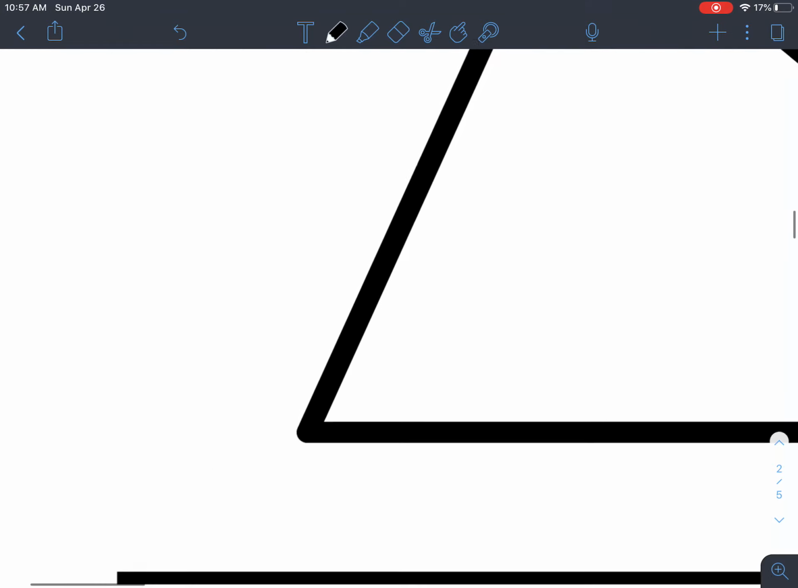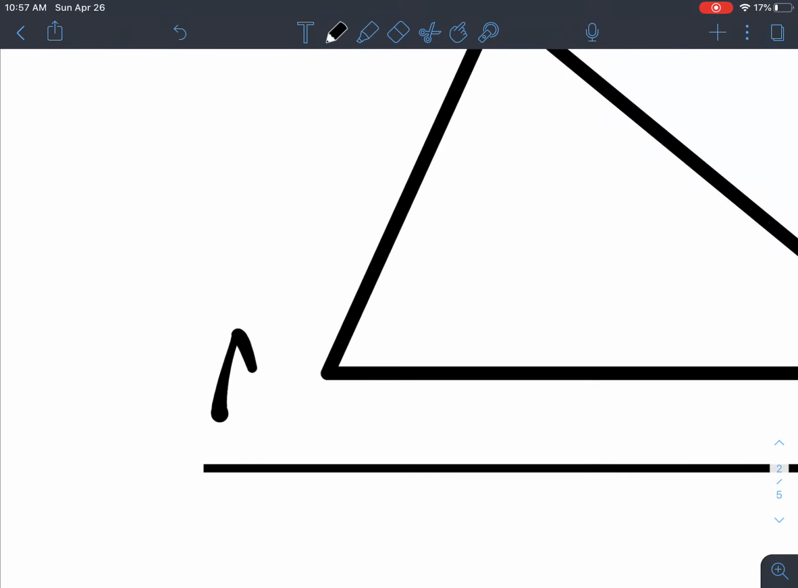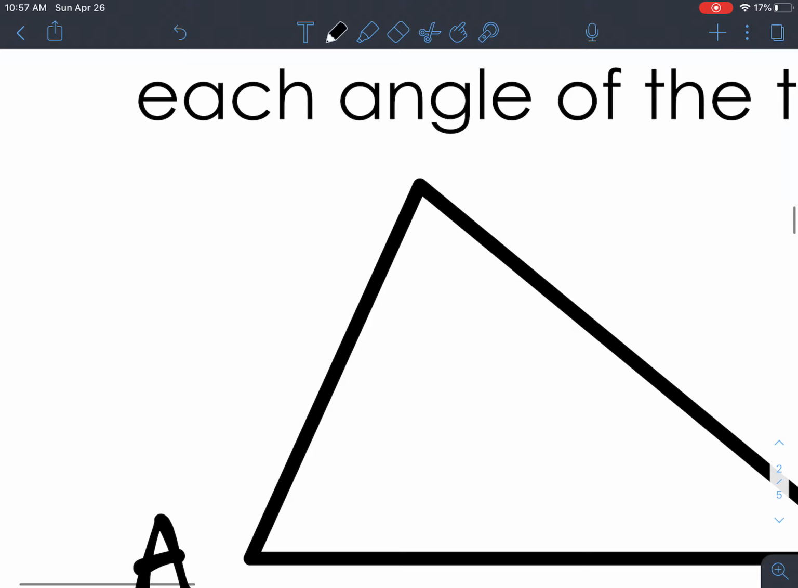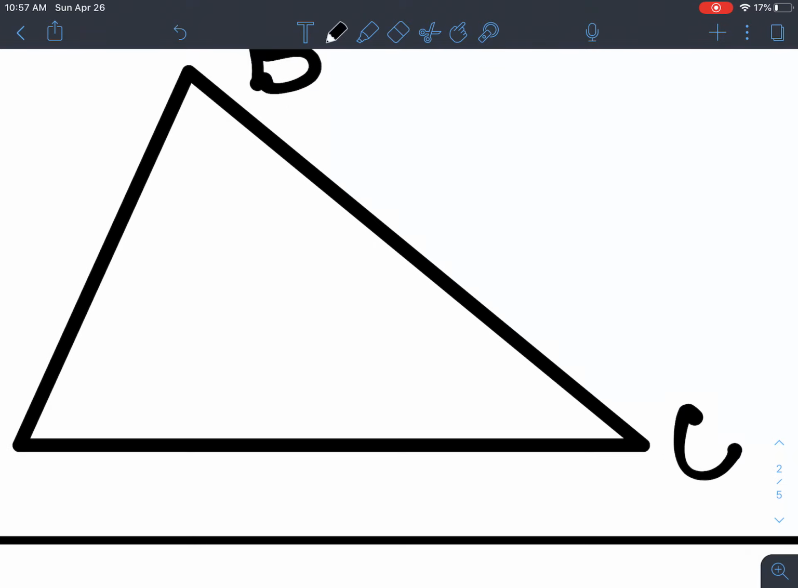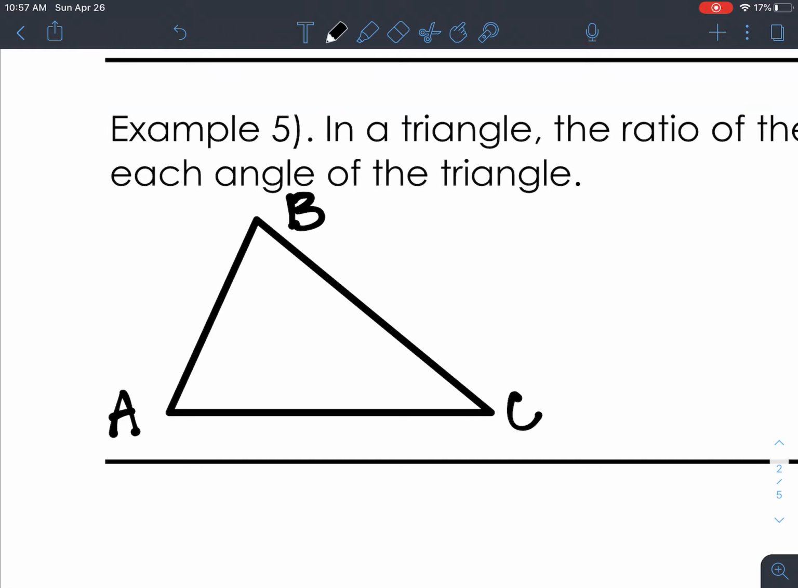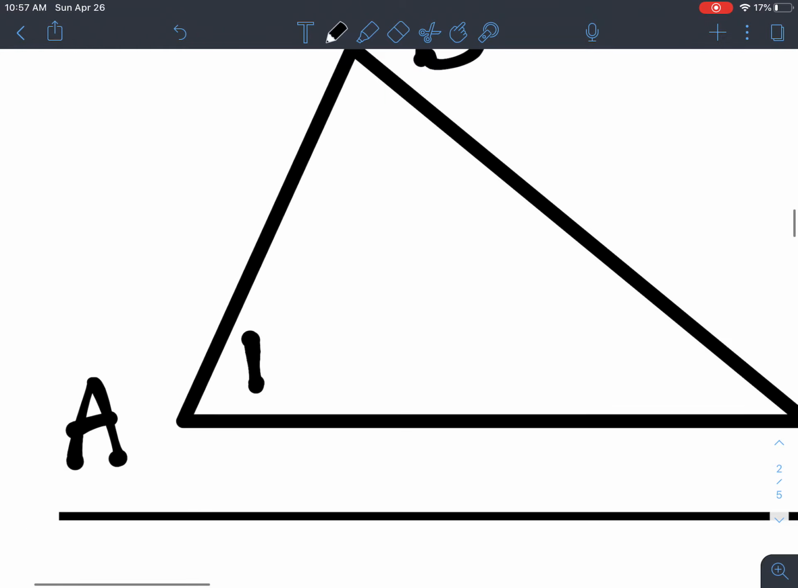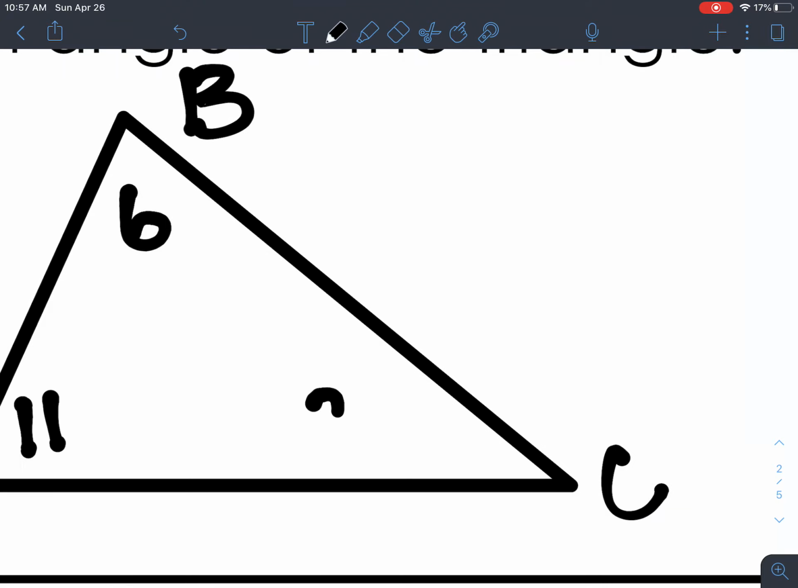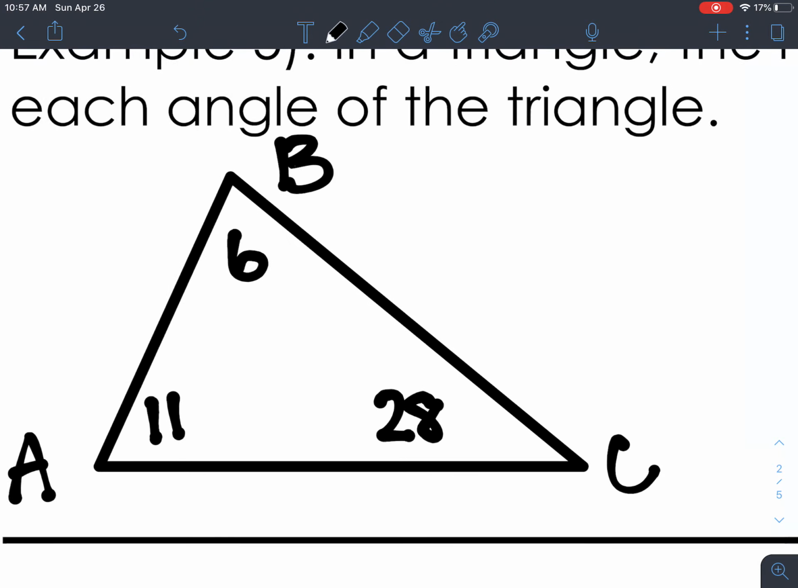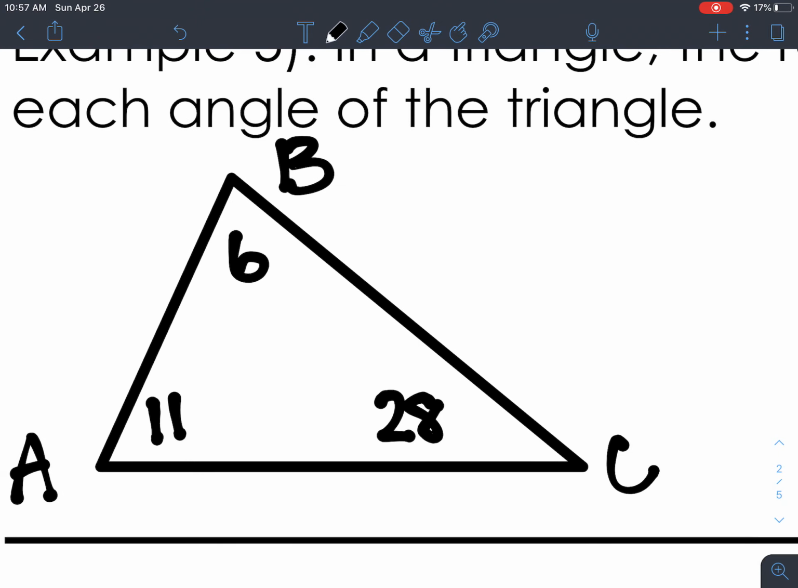And that's just a sketch. We don't know what the triangle looks like. We don't know if it's acute or obtuse. But let's let this angle be A, let's let this angle be B, and then let's let this angle be C, okay? And so if I labeled A to be 11, B to be 6, and C to be 28, why can't those 3 numbers be the actual measurements of those angles?